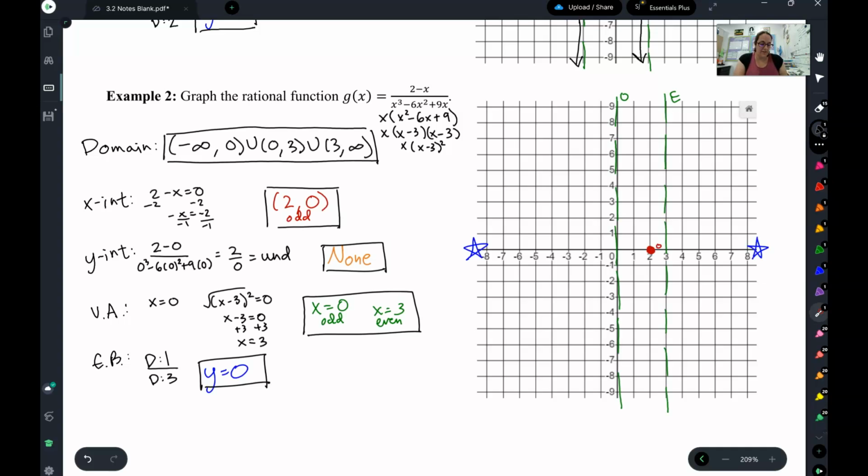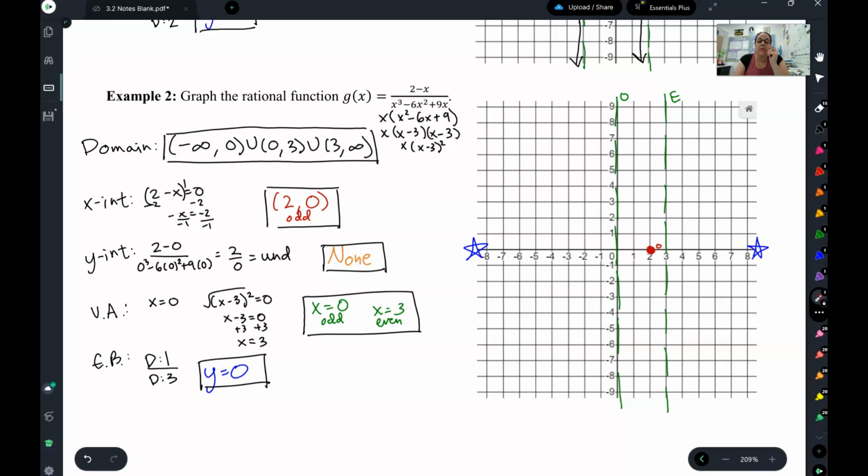Let's see how you did. Domain comes from the denominator, so I said the denominator cannot equal 0, and I got that. X-intercept comes from the numerator, set the numerator equal to 0, and I got (2, 0). It is odd because the exponent on this 2 minus x is a 1, which is odd. Y-intercept, plug in 0, I get 2 over 0. Can't divide by 0, so no y-intercepts.